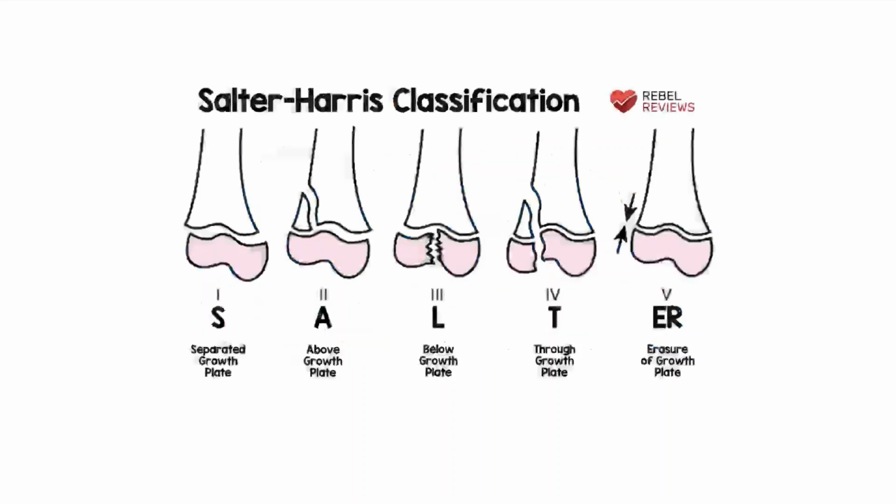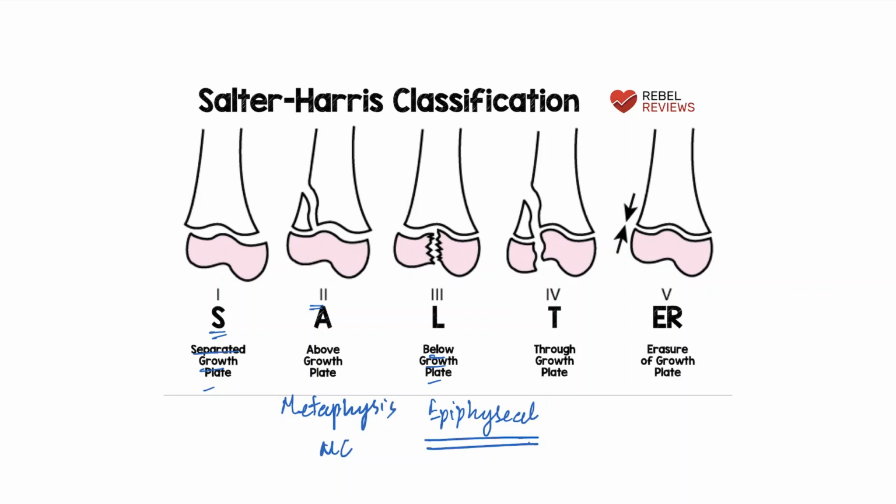Now let us discuss Salter-Harris classification. Salter is a mnemonic. In type 1, there is separated growth plate. In type 2, the fracture is above the growth plate, that is, it is in the metaphysis, and this is the most common of Salter-Harris fractures. In type 3, the fracture is below the growth plate, that is epiphyseal fracture. So in the X-ray which we saw earlier, the fracture line was in the epiphyseal region. So it is Salter-Harris type 3.